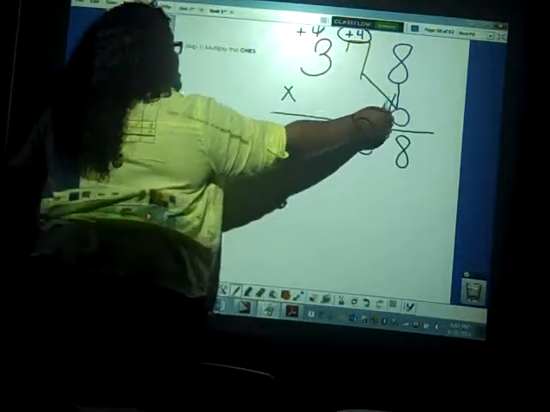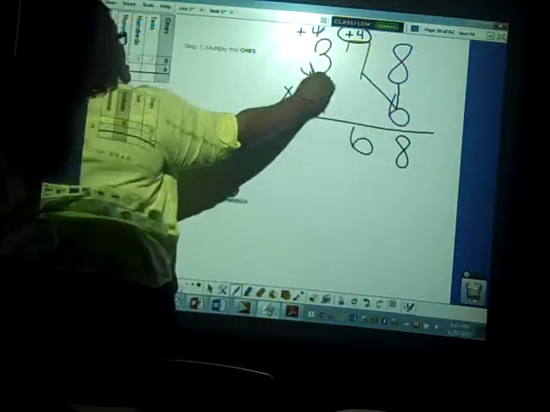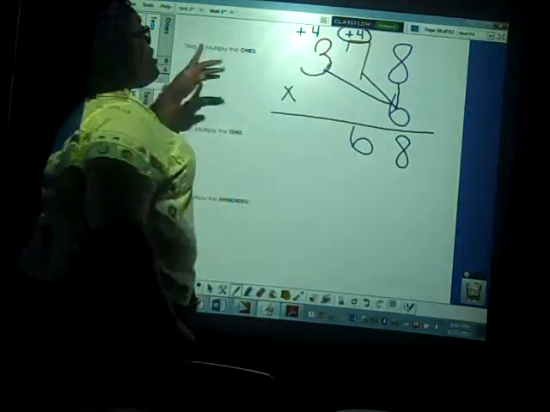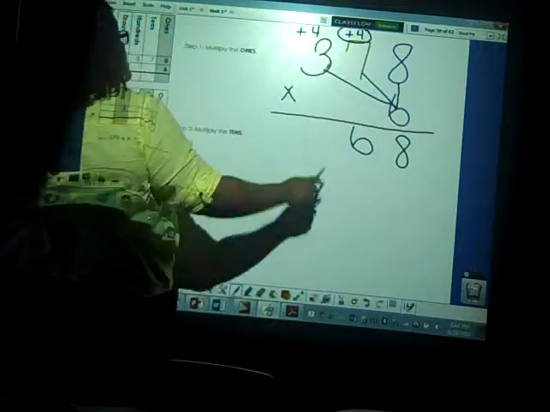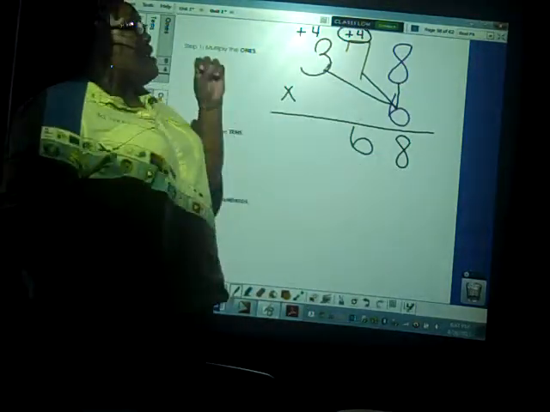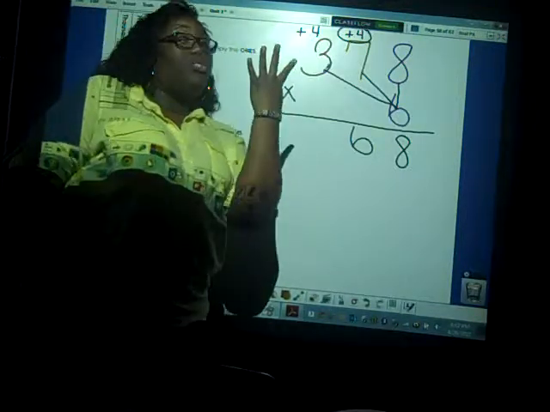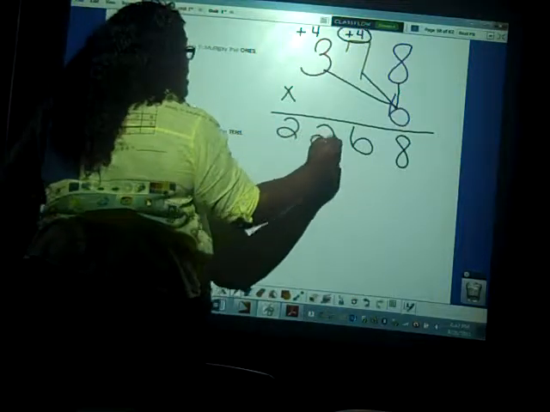Now I multiply my 6 by my 10s. Now I'm going to multiply the 6 by the 3, which is in the hundreds place. So 6 times 3 is 18. 18 plus 4 is 18, 19, 20, 21, 22. I am going to write 22 down here.